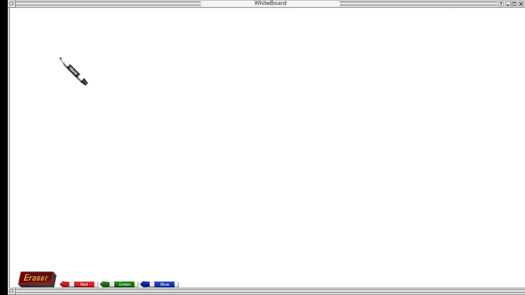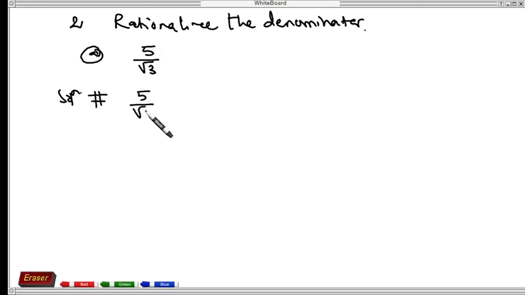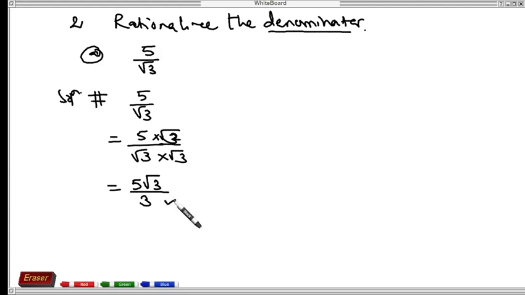We have to rationalize the denominator. The instruction is this. Suppose we are given 5 over root 3, then simply you can write the solution, dear students. Solution is 5 over root 3. So the rationalizing factor of the denominator is root 3. If we multiply the denominator by a term, we have to multiply the numerator by the same term. So the numerator becomes 5 root 3 and the denominator becomes 3. We have rationalized the denominator.